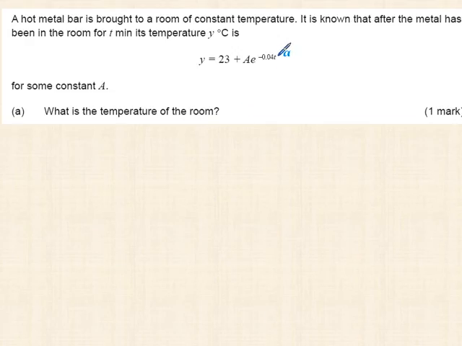Well, if we let T tend to a very large number, clearly this term is going to completely disappear, because e to the negative a large number will be very, very small, close to 0. So the temperature of the room is clearly 23 degrees Celsius.